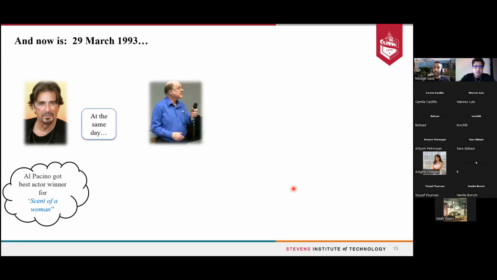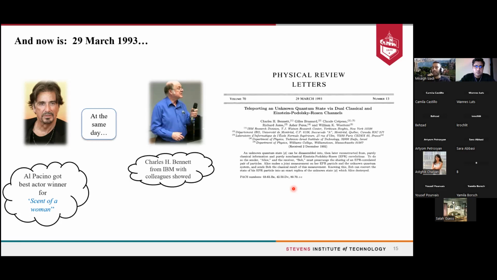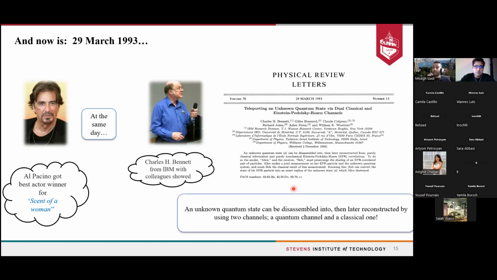Charles Bennett from IBM, with some of his colleagues, published one of the most groundbreaking papers of physics, which can be considered the first step for the second quantum revolution. They mathematically found the protocol that is called teleportation today. It means an unknown quantum state can be disassembled and later reconstructed by using two channels, the classical channel and the quantum channel. And we will see how it works.